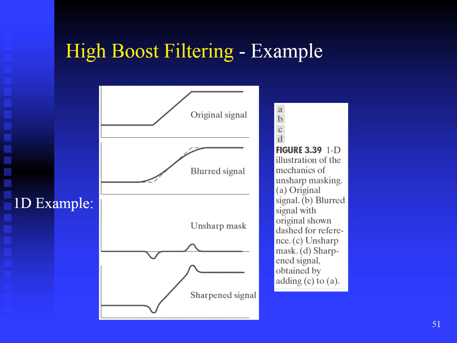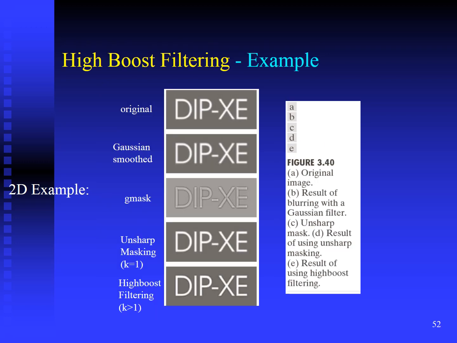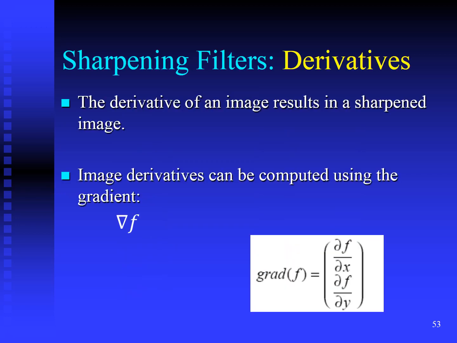In a 1D example, you have the original image, then you have a blurred signal. So what you do, you do unsharp masking. First you do the smoothing, then add it to the original image, so you will have a sharpened signal. Studio example, original, Gaussian smoothing. Remove just noise, then get the sharp by subtracting from the original. Then unsharp masking, add with multiplicity 1. High boost filtering, add with multiplicity greater than 1. So these are the results. With high boost you have a good result.